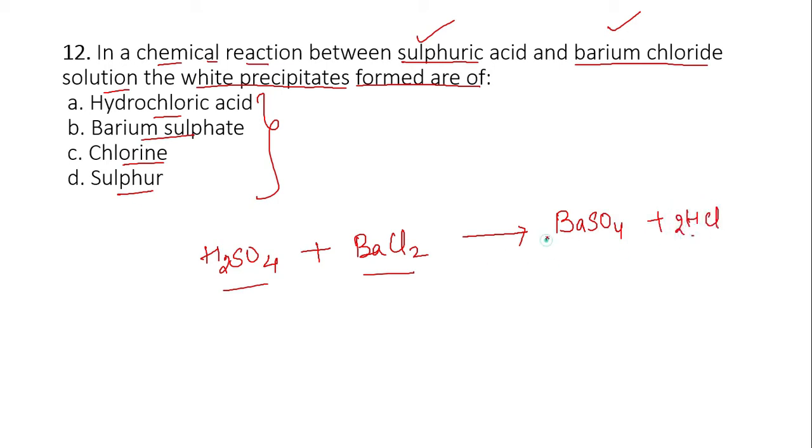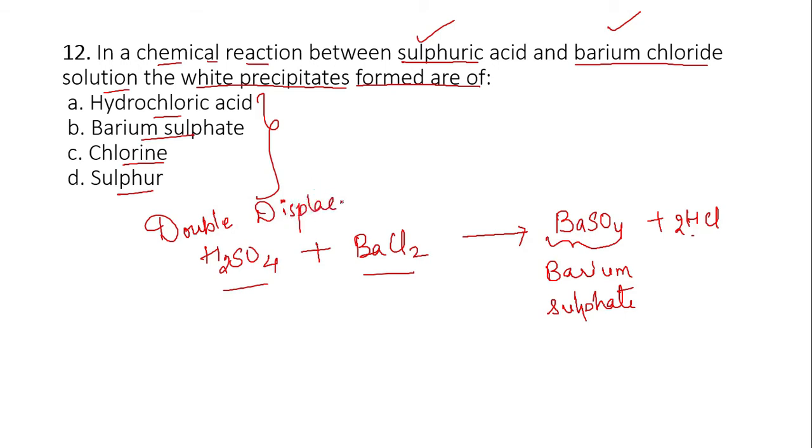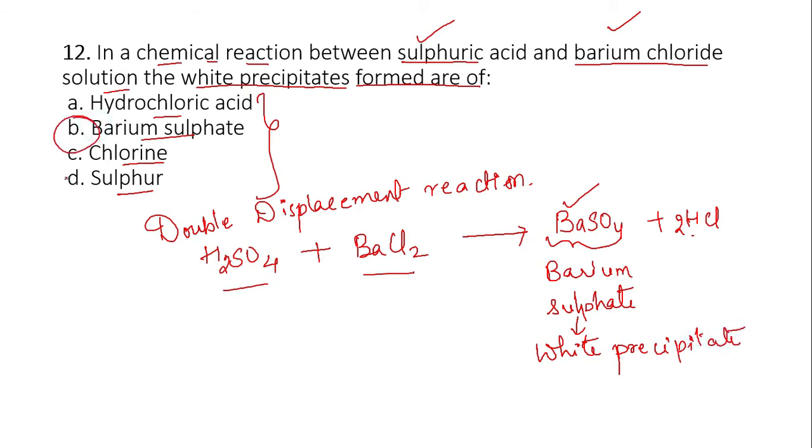What is this? This is your barium sulfate. You can term this equation as a double displacement reaction, right? Due to this double displacement reaction, since there is an exchange of ions, barium sulfate is produced, and this barium sulfate is a white precipitate. So according to this, my dear students, the correct answer will be barium sulfate.